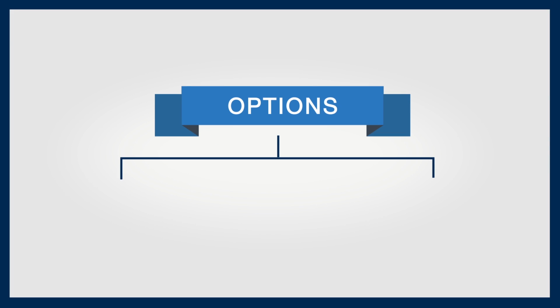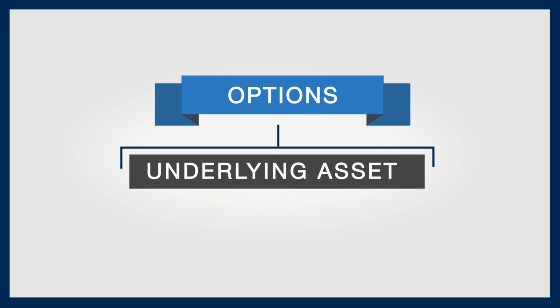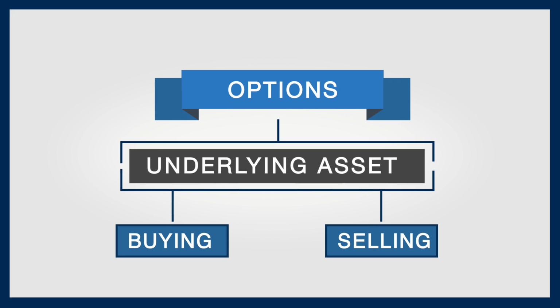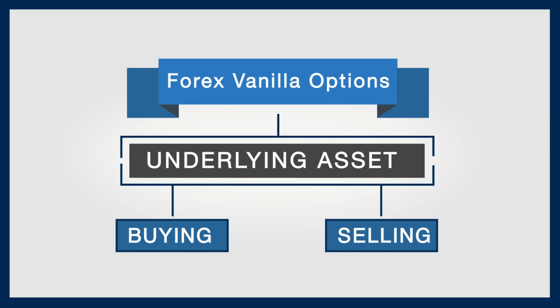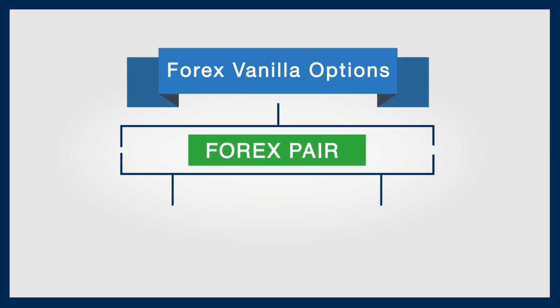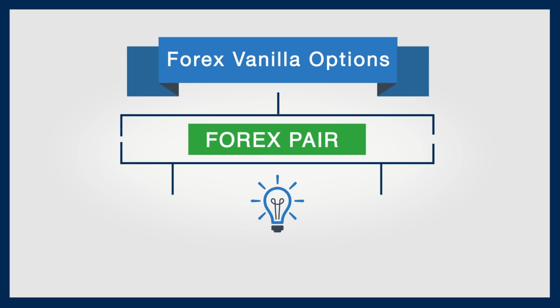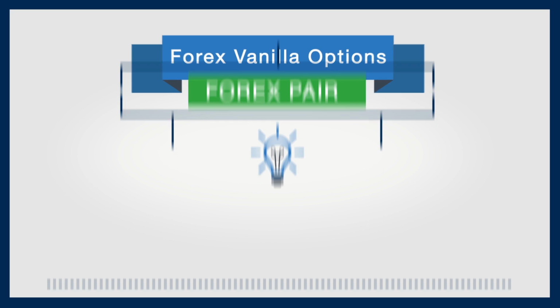Options are financial instruments that allow you to trade a certain underlying asset in another way than just by buying or selling. We're focusing on Forex vanilla options, for which the underlying asset is a Forex pair. We will assume that you have some prior knowledge of the Forex market and trading.